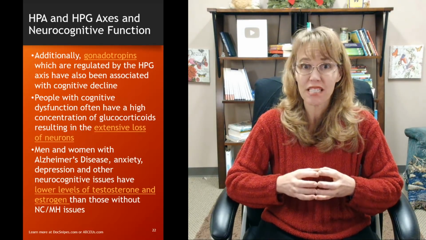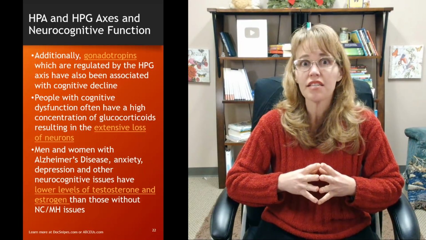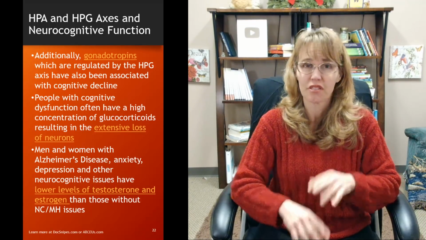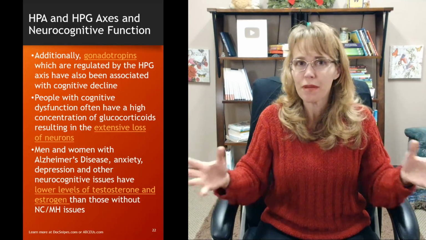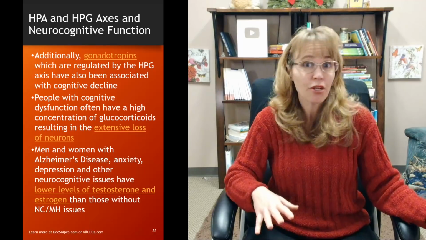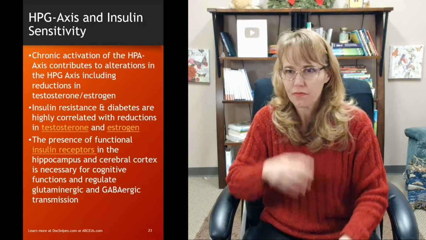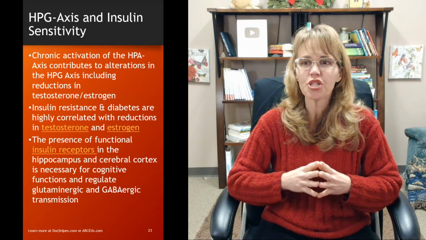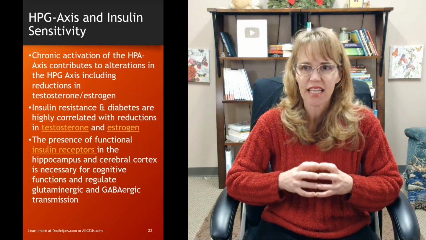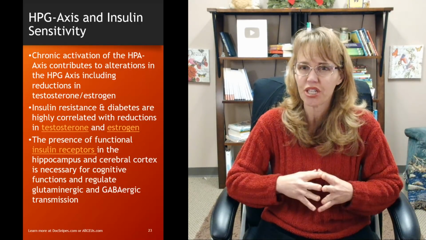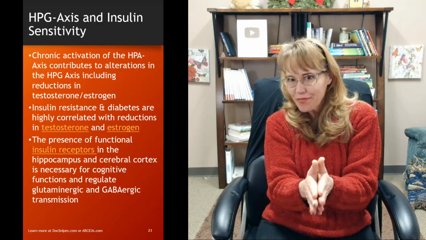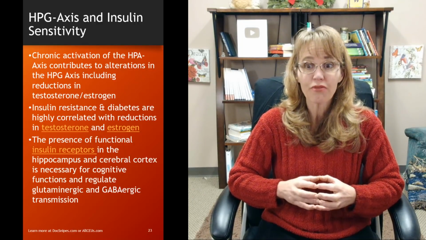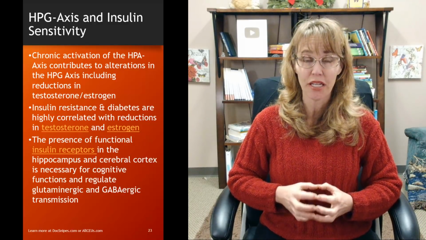And there are a lot of things besides just stress that can cause alterations in thyroid hormones and gonadal hormones. So it's not hard for people to get a physical and get their annual blood work done. Chronic activation of the HPA-axis, the threat response system, contributes to alterations in the HPG-axis, including reductions in testosterone and estrogen. Now, interestingly here, insulin resistance and diabetes are highly correlated with reductions in testosterone and estrogen.